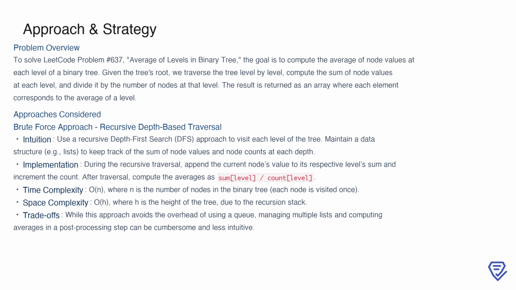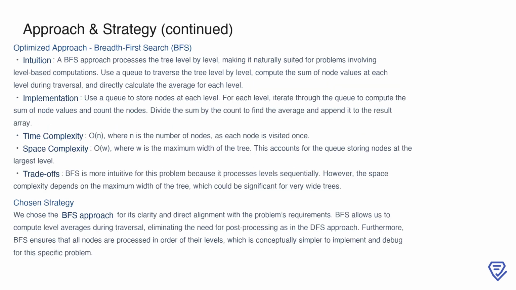While this approach has a time complexity of O(n), since each node is visited once, and a space complexity of O(h), where h is the tree's height, there are trade-offs to note. Managing multiple lists and performing post-processing to compute averages can make this method more cumbersome and less intuitive compared to other strategies. Now, let's explore a more optimized approach using breadth-first search, or BFS. This method processes the tree level by level, making it a natural fit for problems involving level-based computations.